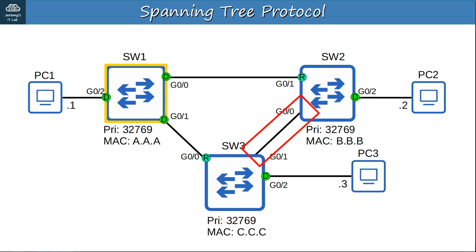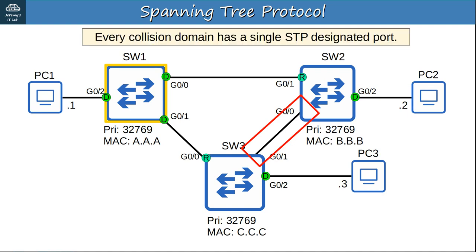So to prevent loops, do we block both of these ports? Switch 2's G0/0 and switch 3's G0/1? Actually, no. Here's an important rule to remember: every collision domain has a single spanning tree designated port. Remember, unlike old Ethernet hubs, which we don't use anymore, when we use switches, each link is a separate collision domain. This collision domain between switch 1 and switch 2 has one designated port, switch 1's G0/0.